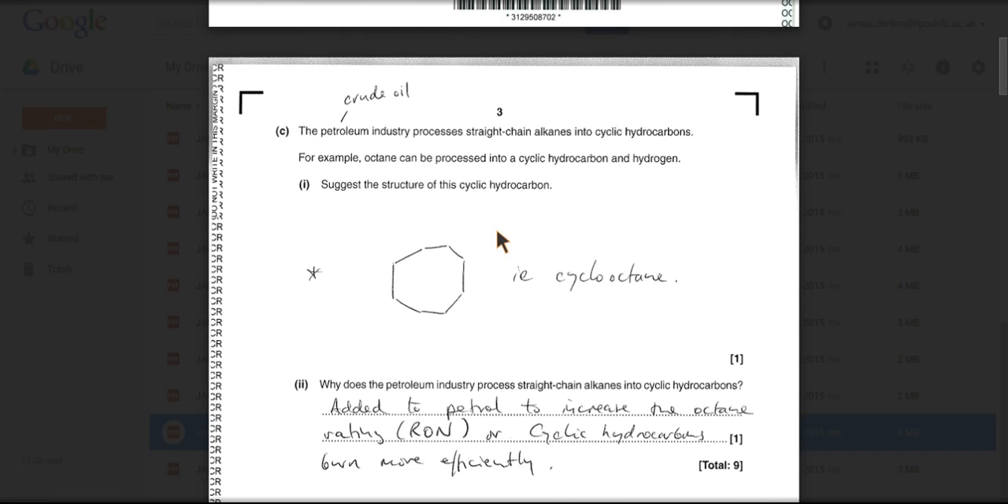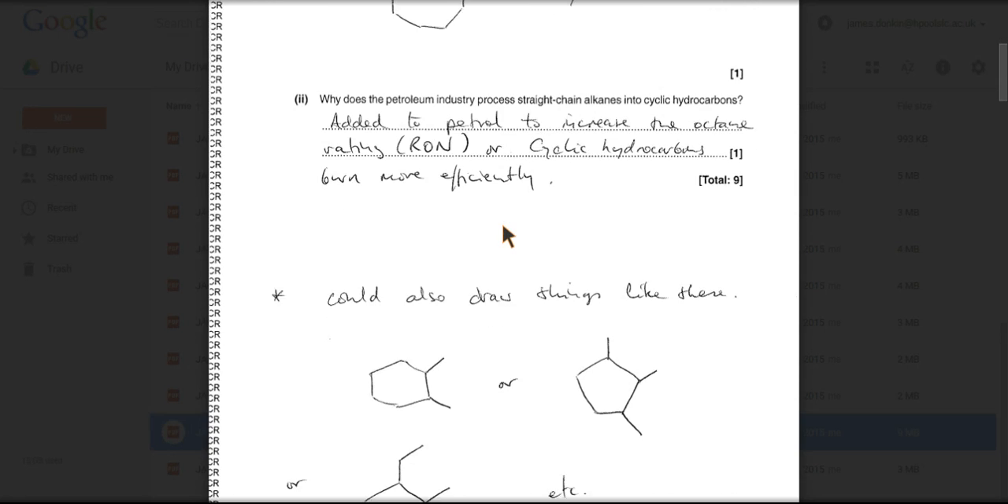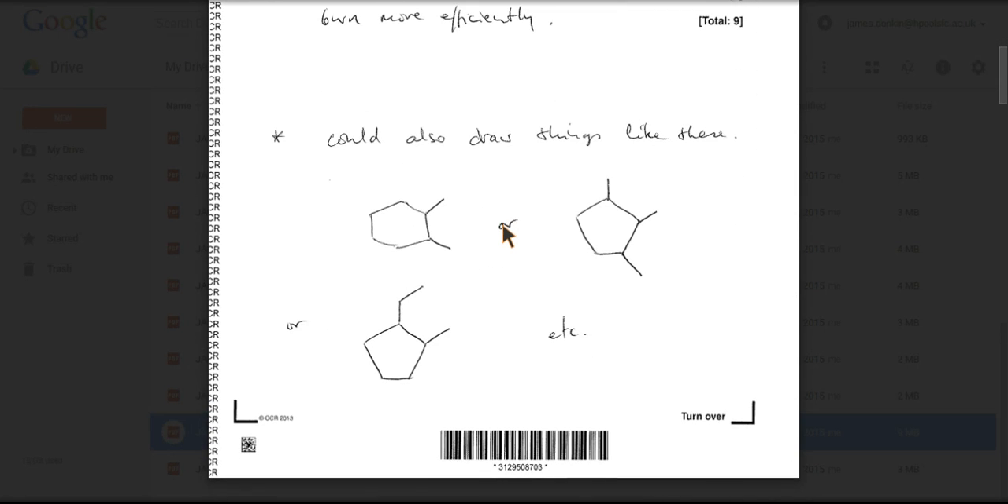So if we've got 8 carbons in octane, therefore the simplest cyclic answer would be cyclooctane. So it would look like that. I'll just flick down to the possible answers. You could go for something a bit more complicated if you wanted to impress the examiner. You wouldn't get any more marks, I'm afraid.